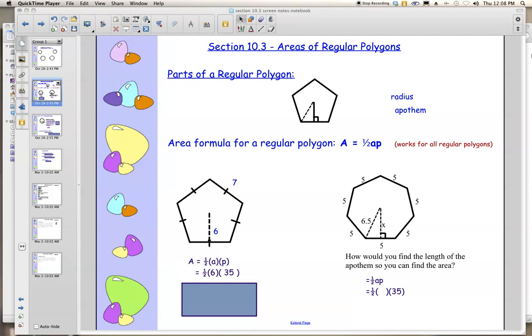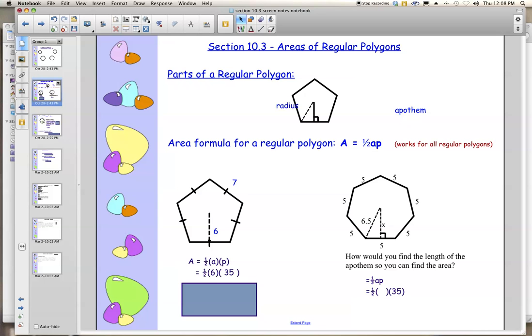Two things that you have to know about a regular polygon before we can use the area formula are where the radius is and what the apothem is. The radius you are used to hearing in terms of circles, but polygons also have a radius. It starts at the center of the polygon and goes out to the vertex of the shape. So this value here, the dotted one, would be the radius of this polygon.